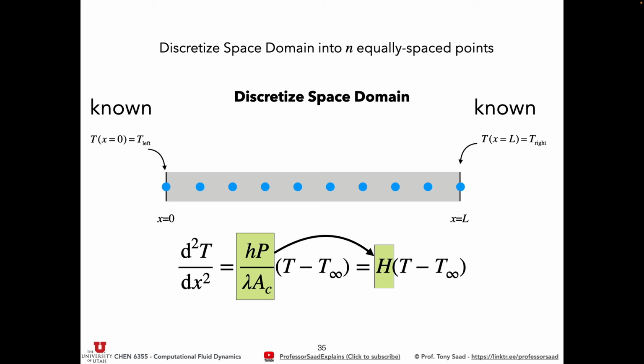Because when h is large, this is a huge source term. And when h is large, this term is going to dominate the right-hand side. You're going to drive the heat transfer faster.